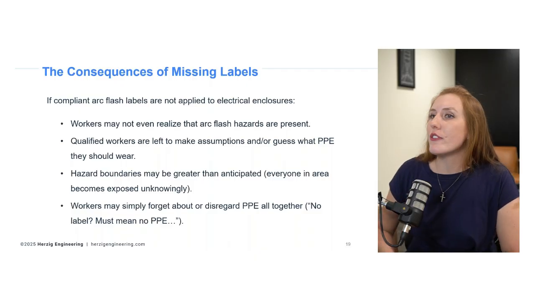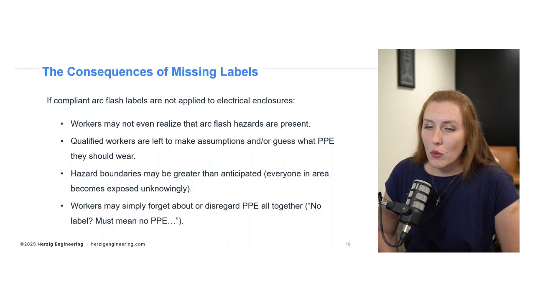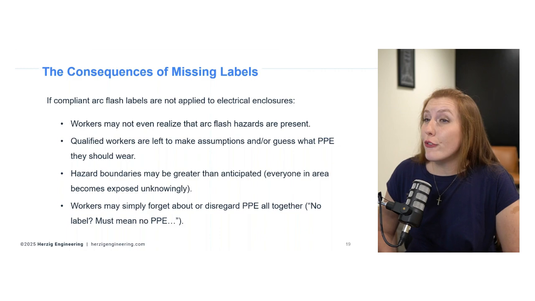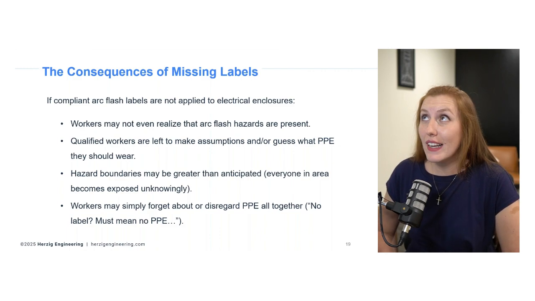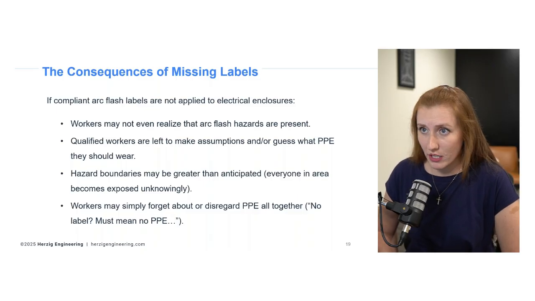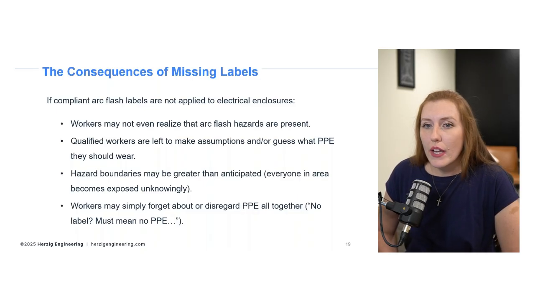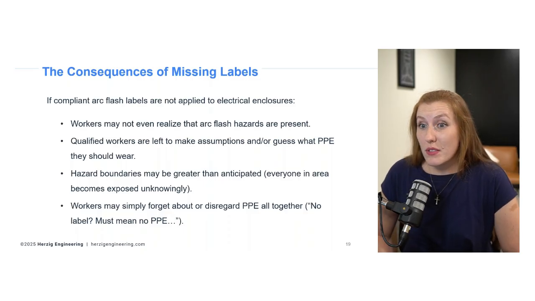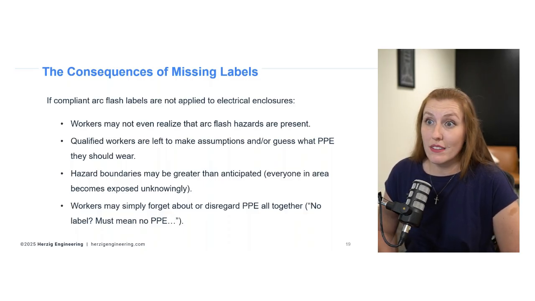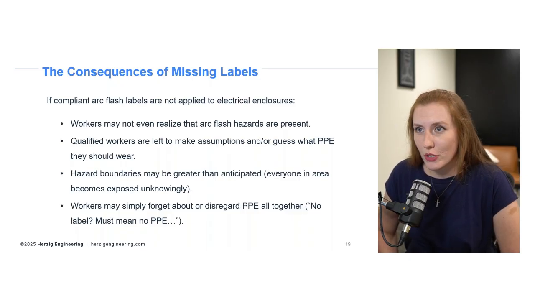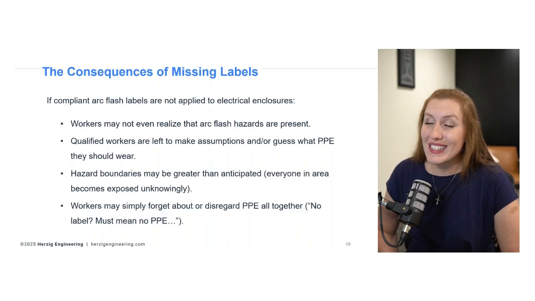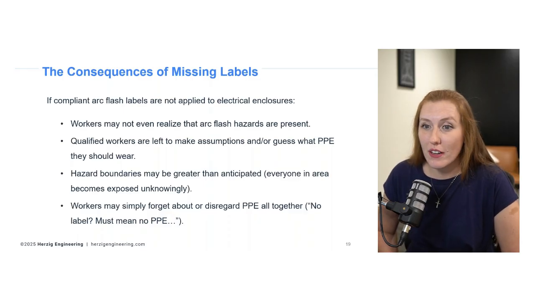I still go to facilities, and my training or audit or whatever it is that I'm there for is the first time that a worker has ever heard of arc flash. I still have that to this day, believe it or not. It happens, okay? So workers may not even realize what it is that they're facing, that there's a hazard present, or they're gonna be left to making assumptions or guessing what PPE they should wear. And we don't want to use the word assume whenever it comes to someone's safety. So the more specific, the better.